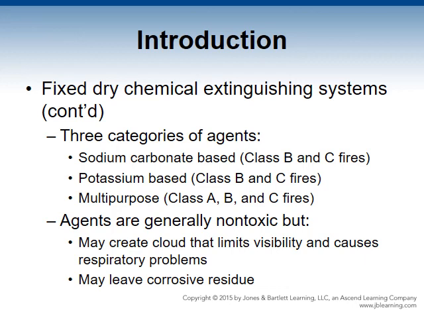The next one is a potassium-based agent. It works well on Class B and C fires as well. It is similar to sodium bicarbonate, but much more effective because lesser amounts provide more fire extinguishing capability. It is purple in color. The third agent is ammonium phosphate, which is a multi-purpose dry chemical that works well on Class A, B, and C fires, and it is yellow in color.